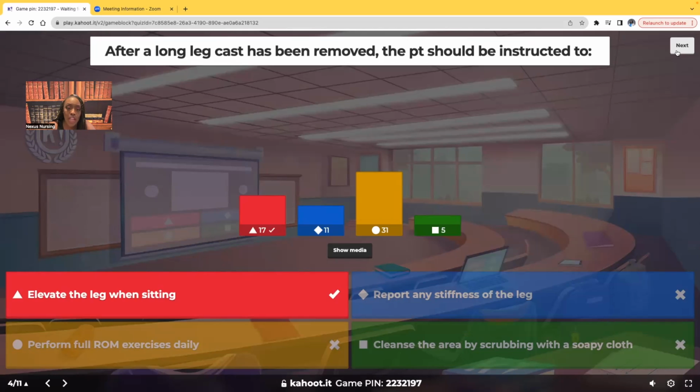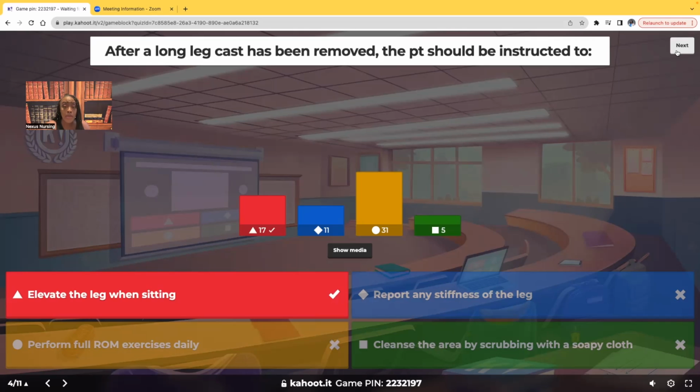How did 31 of you say perform full range of motion? Let's think about this for a second. This patient has a cast, right? Which means they have a what? They got a fracture. How's that patient going to do full range of motion? Are you serious? Come on. No, you're going to elevate the leg when sitting. When that patient is in a dependent position, you're going to want to elevate that affected extremity.